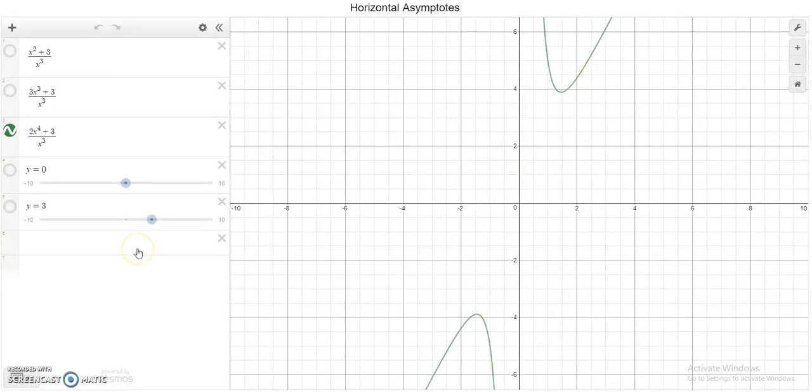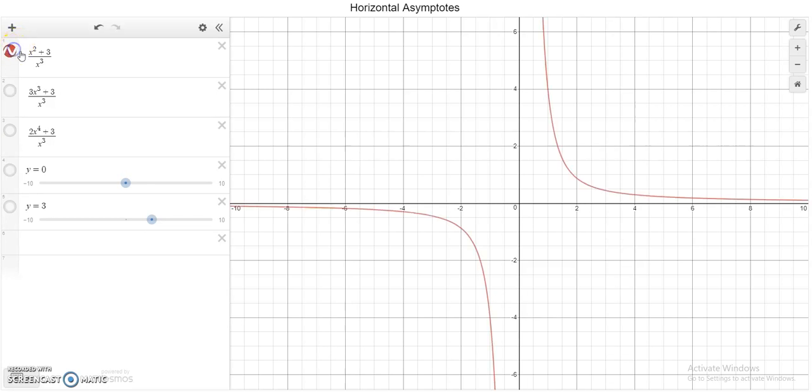And then we got horizontal asymptotes, which we're going to sit here and look at different kinds of and how they change according to their exponents. And we're going to look at the rules. So the first function we have where the exponent in the numerator is less than the denominator. So that means we have a horizontal asymptote at the x-axis or y equals 0.